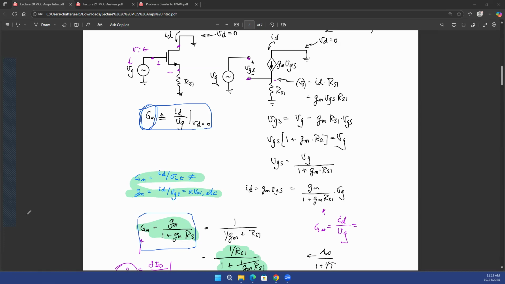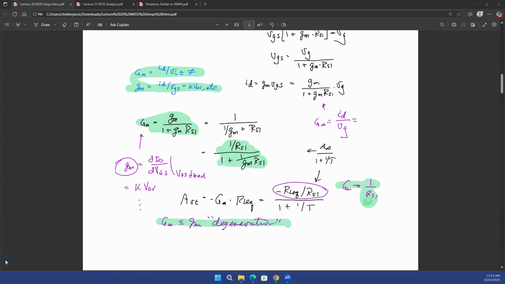You can also represent that. So you can divide, again, something that we are very familiar with at this point, let's say you divide all of that by GMRS. So your numerator will become 1 over RS, and your denominator will become 1 plus 1 over GMRS. Interestingly, this is also very similar to the form of A infinity divided by 1 plus 1 over T. Right?